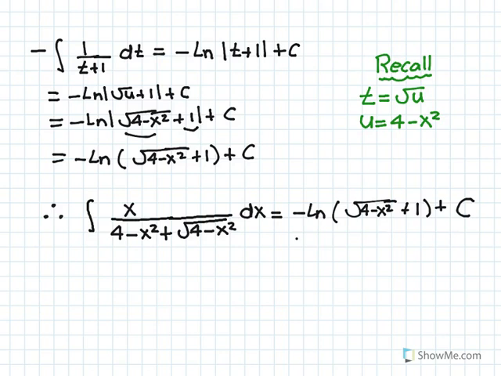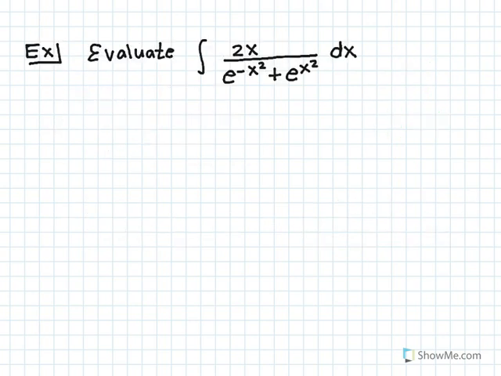All right, so that was using double substitution. We had to do two different substitutions to arrive at this answer. Let's look at another example of this type of substitution. Here we have the integral of 2x divided by e to the minus x squared plus e to the x squared, integrated with respect to x.